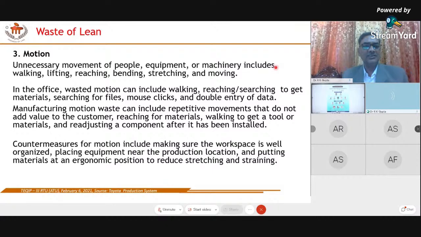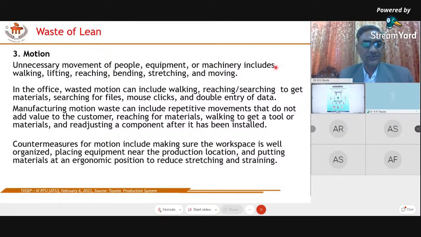Then the fourth waste is waiting. The waste of waiting includes waiting for material or equipment, and idle equipment can result in excess inventory and overproduction. Either the material is waiting for the equipment, or the equipment is waiting for the material, or we are waiting for the machine. Sometimes in mass production, the machine is continuously doing the mass production, and other jobs are waiting for that machine. Or some equipment is idle and can result in excess inventory and overproduction.